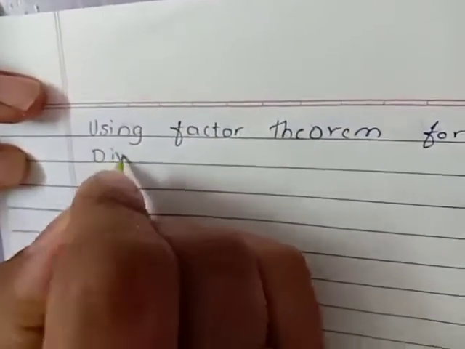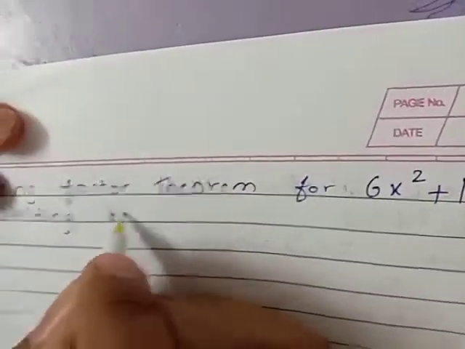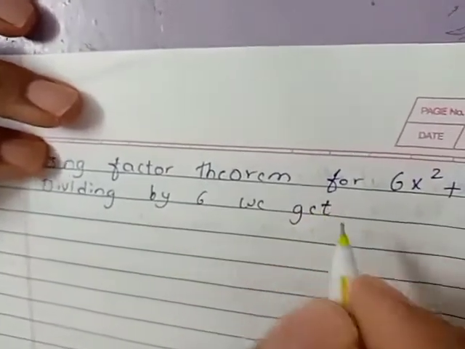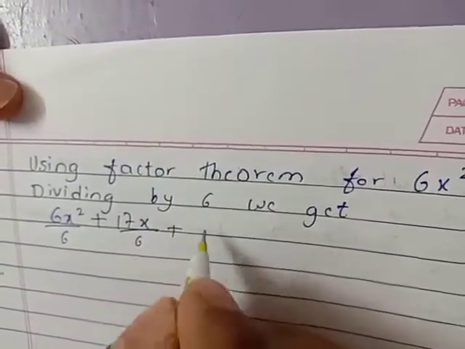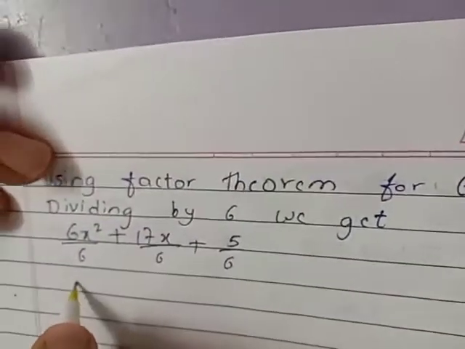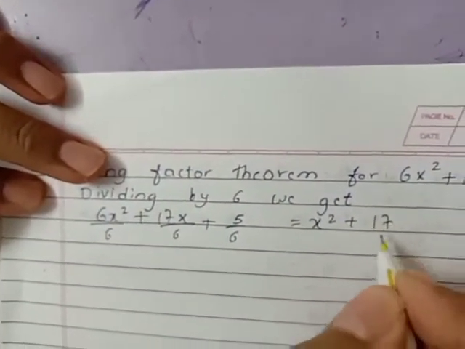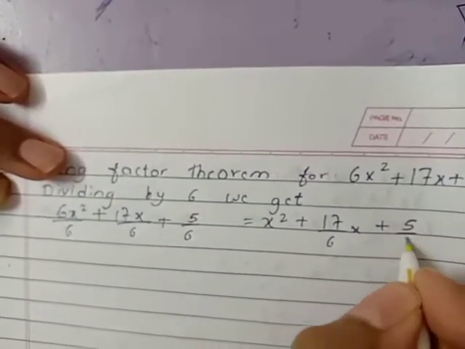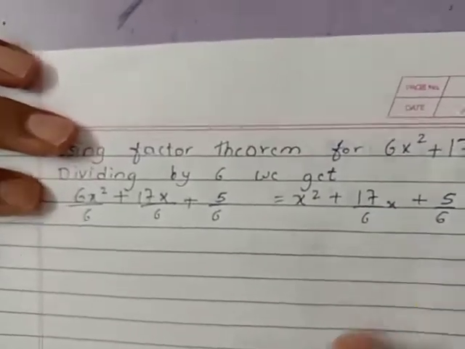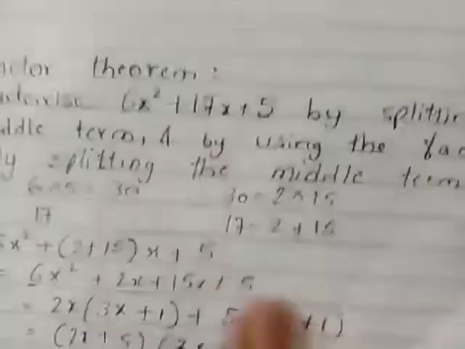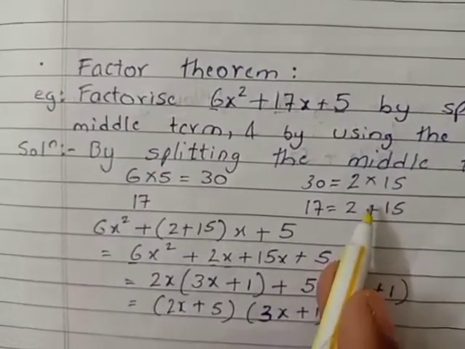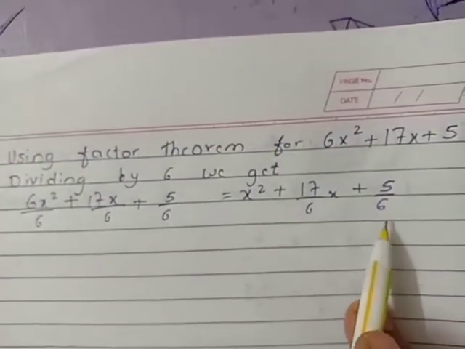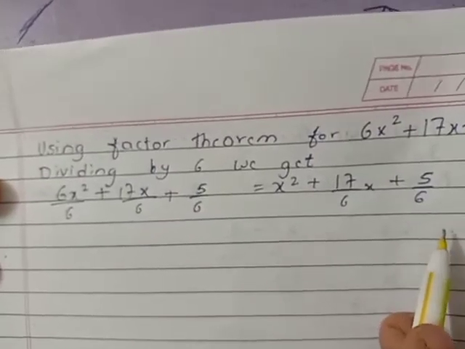Dividing by 6, we get 6x square by 6 plus 17x by 6 plus 5 by 6. So what we will get? We will get x square plus 17 by 6x plus 5 by 6. Okay, now as we did here, we found out the factors of 30 and 17, so we will do the same thing over here. We will find the factors of 5 by 6. Now what will be the factors of 5 by 6?